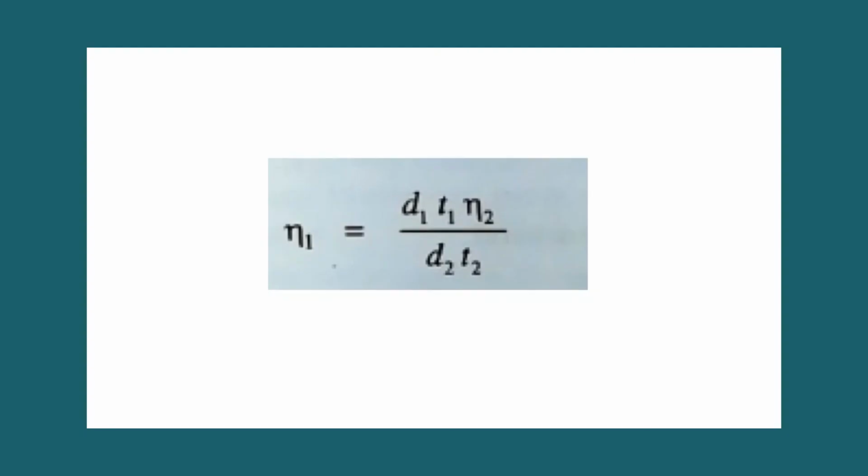By using the above equation, we can calculate the coefficient of viscosity of one liquid by knowing the viscosity of the other liquid and the densities d1 and d2. Usually, water is taken as the known liquid. Then, eta 1 equals d1 T1 eta 2 divided by d2 T2.